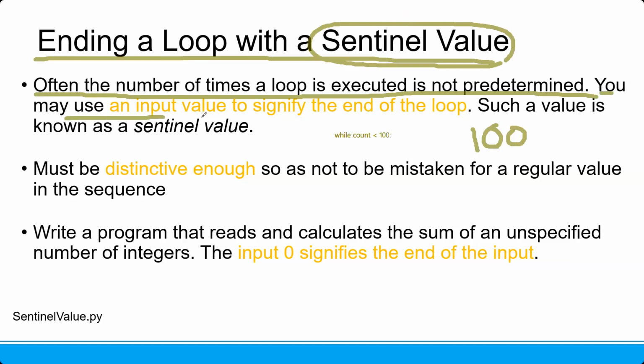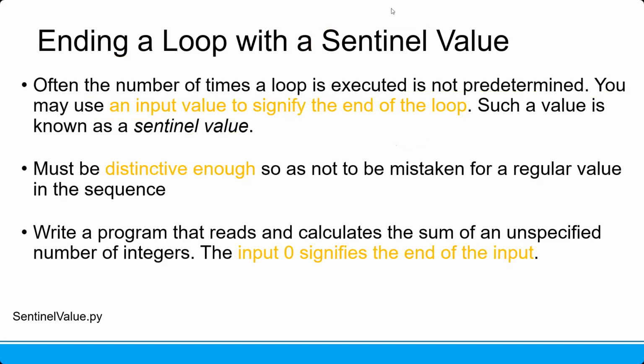You may use an input value to signify the end of the loop. Such a value is known as a sentinel value. So we need to give a kind of value to stop. So while count is not equal to guess, for example. This must be distinctive enough so as not to be mistaken for a regular value in the sequence.